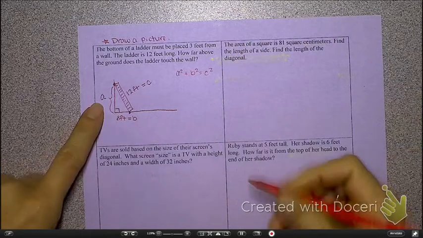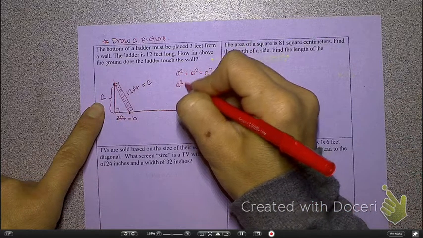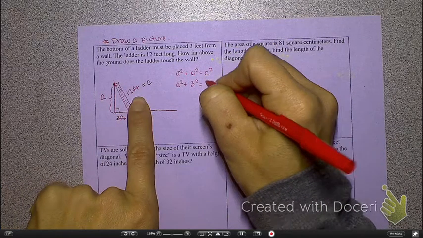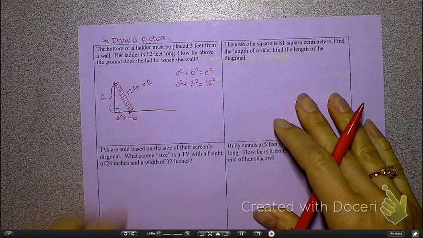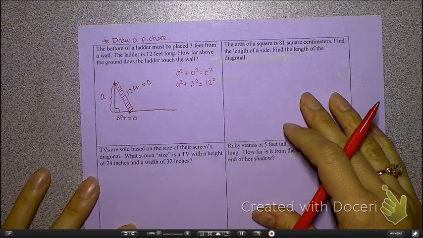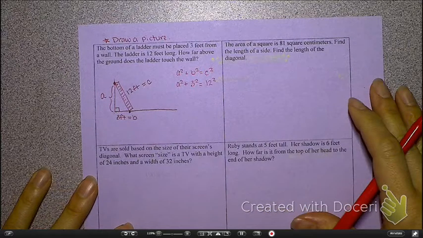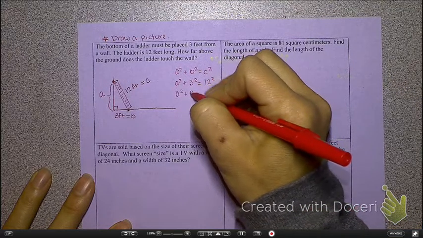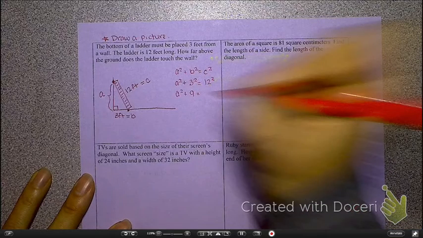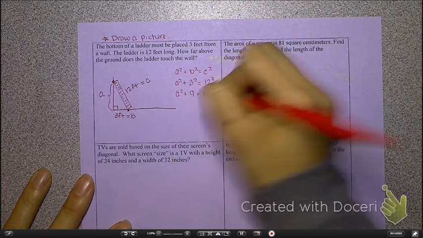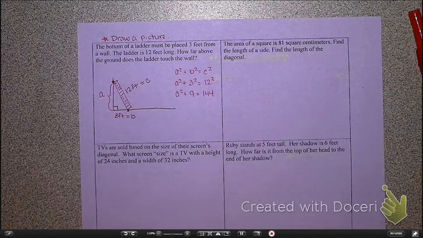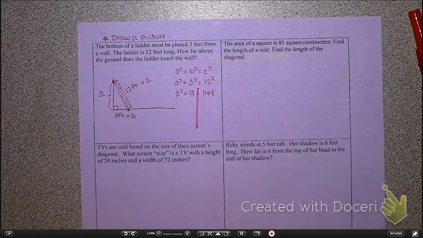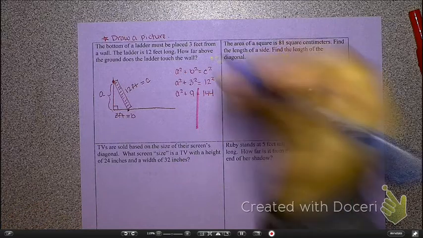So I don't know A. I do know B. And I do know C. Okay, so let's go ahead and work those out and see what we get. What's 3 squared? And 12 squared? 144. Okay, the numbers are on different sides of the equal sign, so I have to subtract first to get them together. So let's go ahead and subtract.